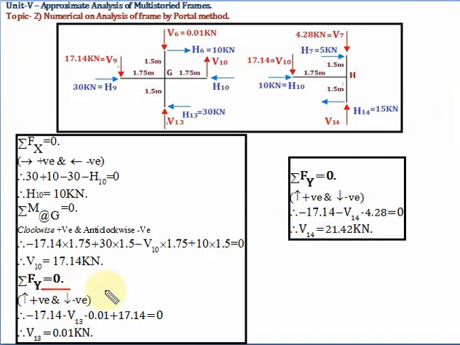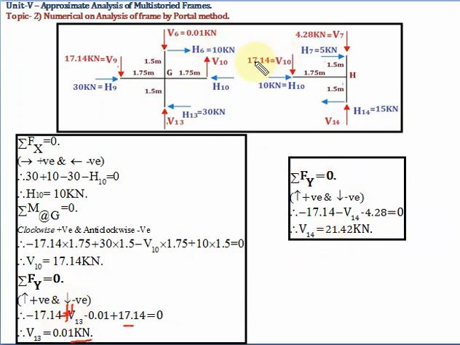Now apply the next equilibrium equation, summation Fy equal to 0. Consider the summation of vertical forces, upward positive, downward negative. So the first force 17.14, how is it acting? Downward, so minus 17.14. Then V30, here it should act downward, sorry, I have made a mistake. It is acting upward only, so plus. Then 0.09 acting downward, minus, and 17.14, that is V10, acting upward, plus. So here we'll get the value of V3. Here it should be plus.